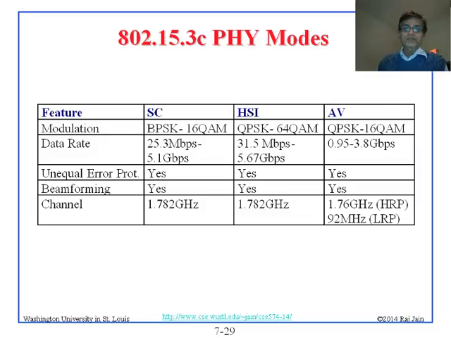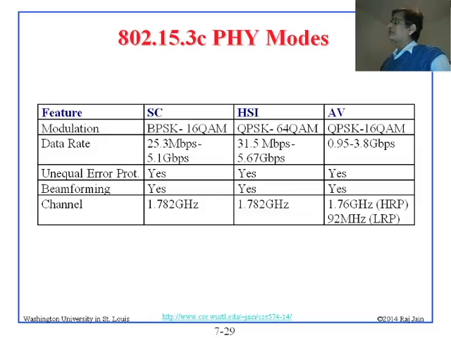All right, so 3 PHYs, single carrier PHY will do BPSK to 16 QAM. So it doesn't go any more than 16 QAM. With 16 QAM, how many bits you get per hertz? 4. Right? So if you have a 2 gigahertz channel, you can get 8 gigabits right there. Actually, the channels are more like 1.7 or something. So you get 5 gigabits very easily with 16 QAM and BPSK.